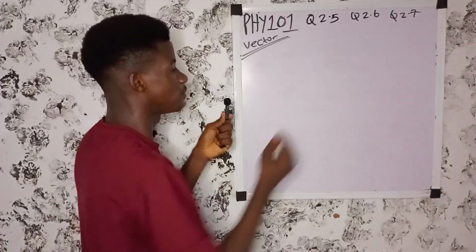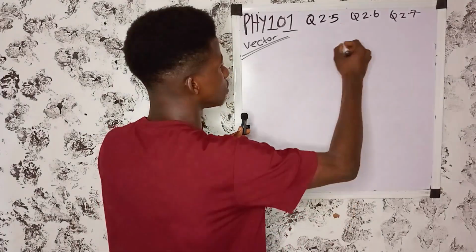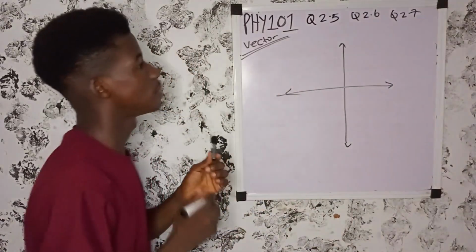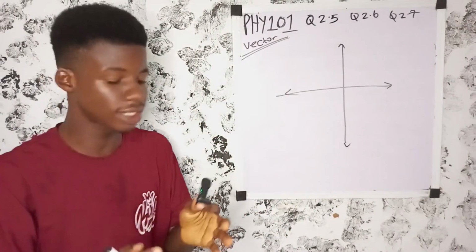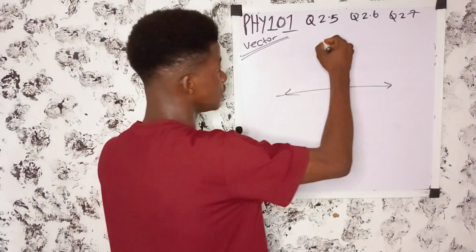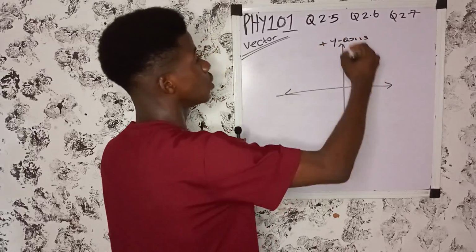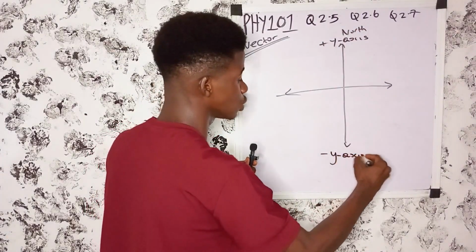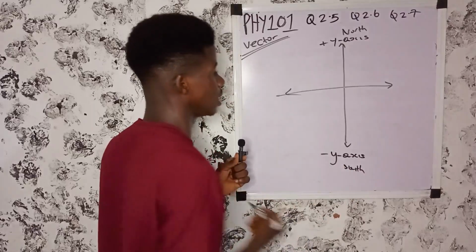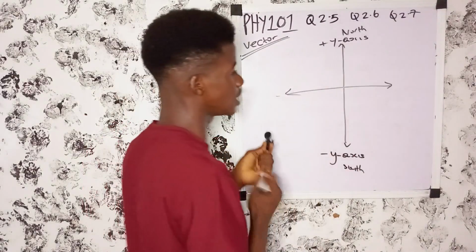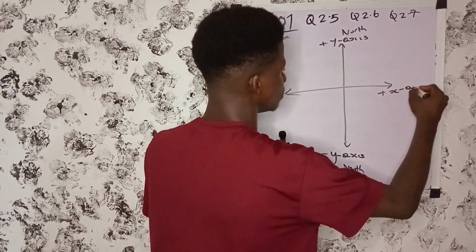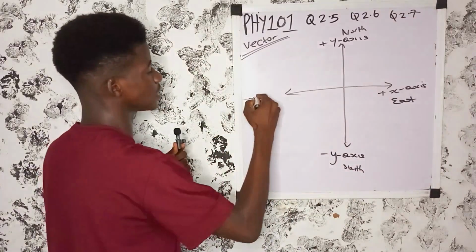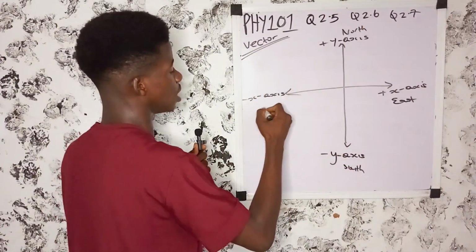Now, these are the four cardinal points. Up is the positive y-axis, which can also be called north, while down is the negative y-axis, which can also be called south. Then this side is the positive x-axis, which can also be called east, while this side is the negative x-axis, which can also be called west.